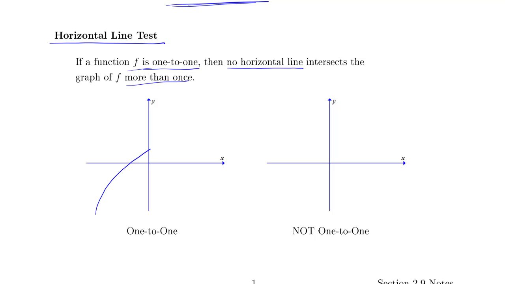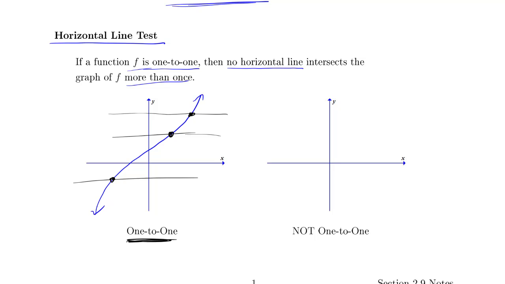Let's look at something like this. Here's a nice function passing the vertical line test. Now I'm going to do horizontal lines. If I do some horizontal lines here, we see that each time I intersect the function only once. It is one-to-one.